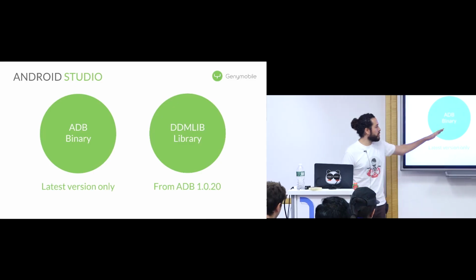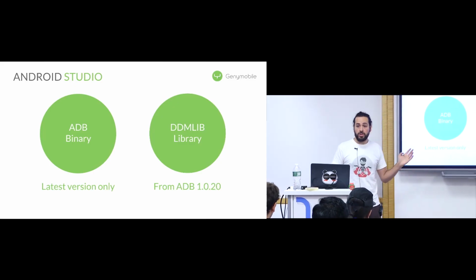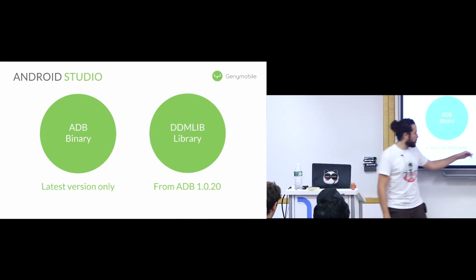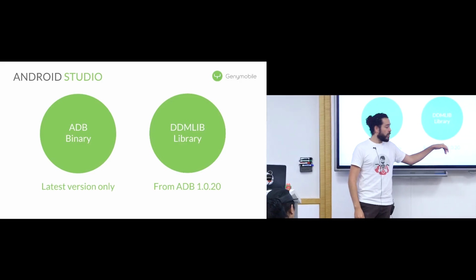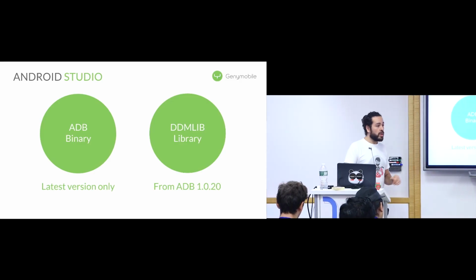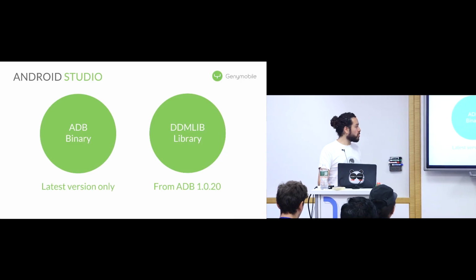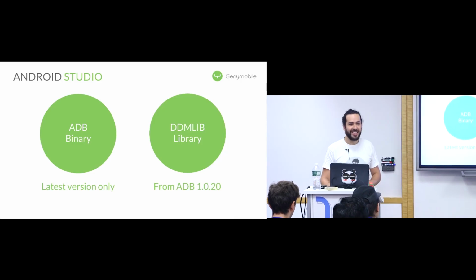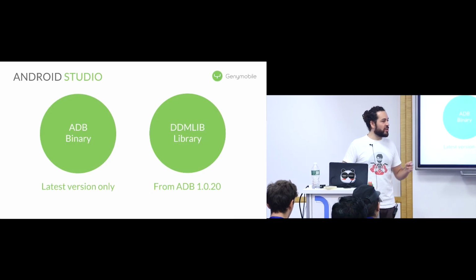That's not the case for DDMlib. DDMlib supports the protocol from version 20, so the ADB version is 10.20. And just for your information, version 20 of the protocol dates from October 2008. So it's pretty large, right?